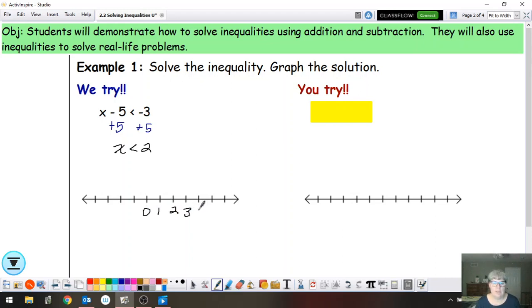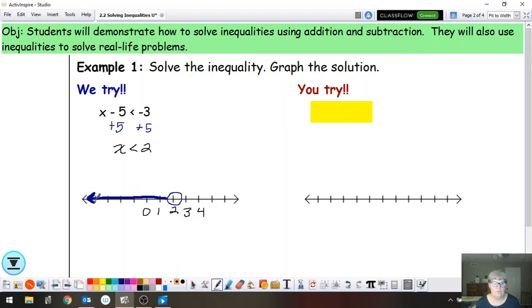Now when I graph it, I need to have at least a 2. We'll go a few numbers on either side of the 2. Because it is less than, that means I'm not including the 2. So when I go to graph it, I want to have an open circle. I don't want to fill it in. So at 2, I'm going to have an open circle. And then from that open circle, I want all values of x that are less than 2. So I need to draw an arrow from that open circle to represent all of the values less than 2. All of the values less than 2 are going to go to the left of 2.